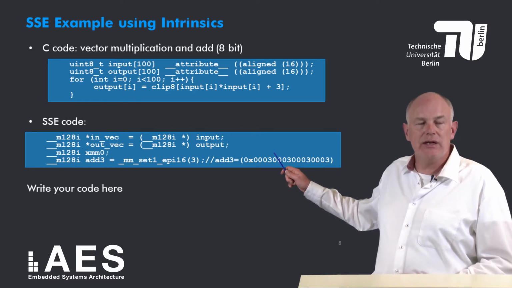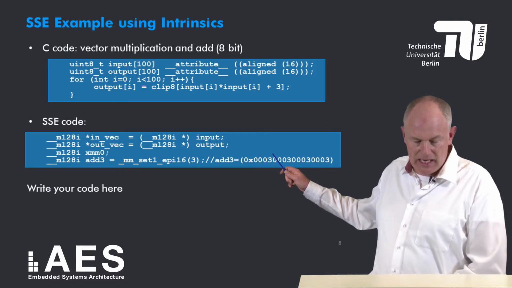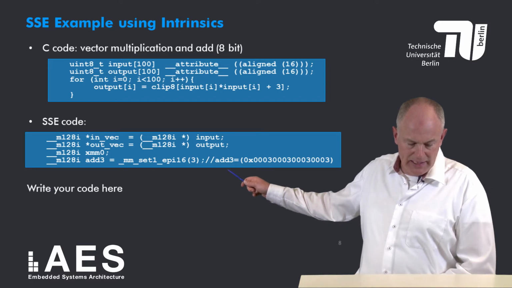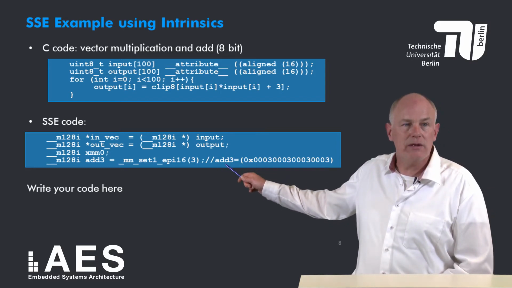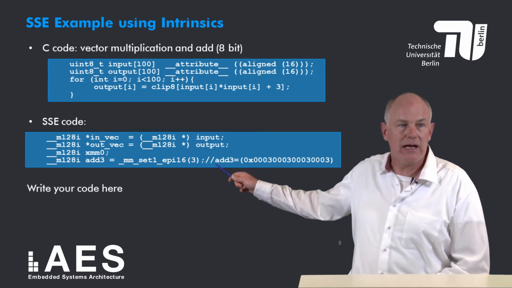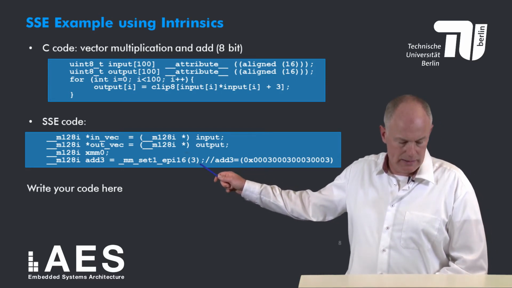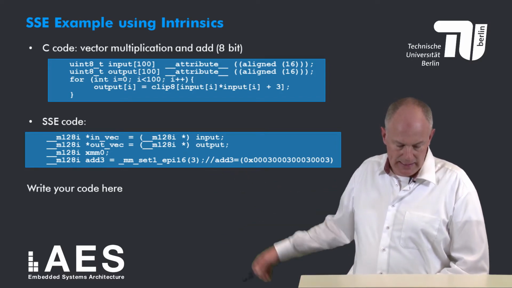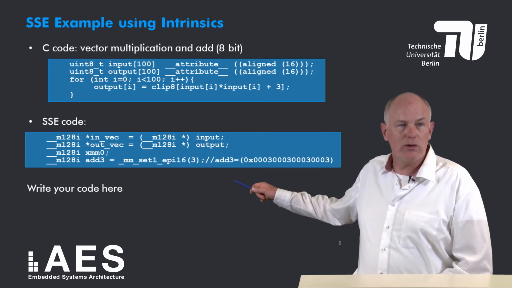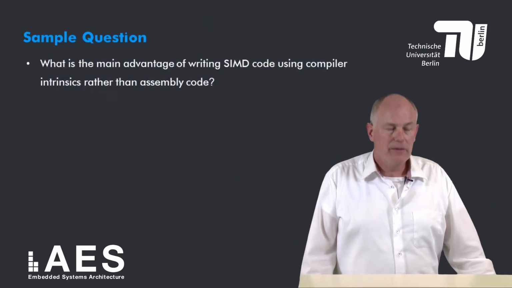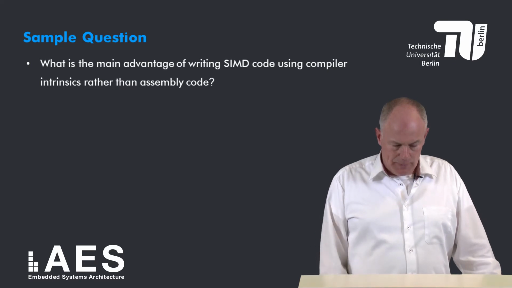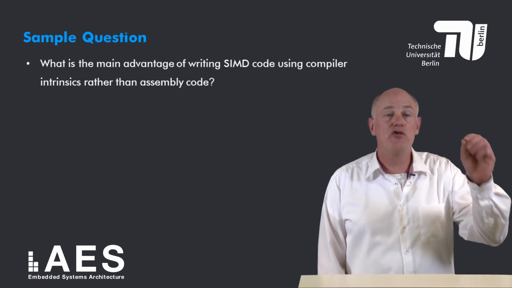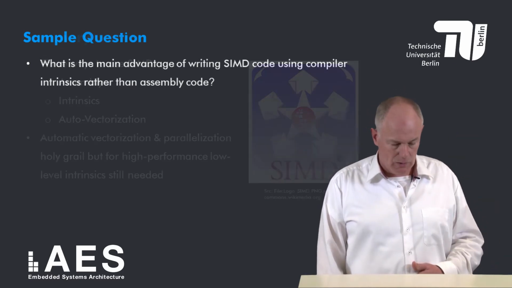In fact, this is not an example, but an assignment to test yourself. Here we declare the input vector, the first statement. The second statement declares the output vector. Here we declare a temporary variable. Here we splat the add vector, and then you are supposed to write your code here. Finally, a sample question: what is the main advantage of writing SIMD code using intrinsics rather than assembly code?